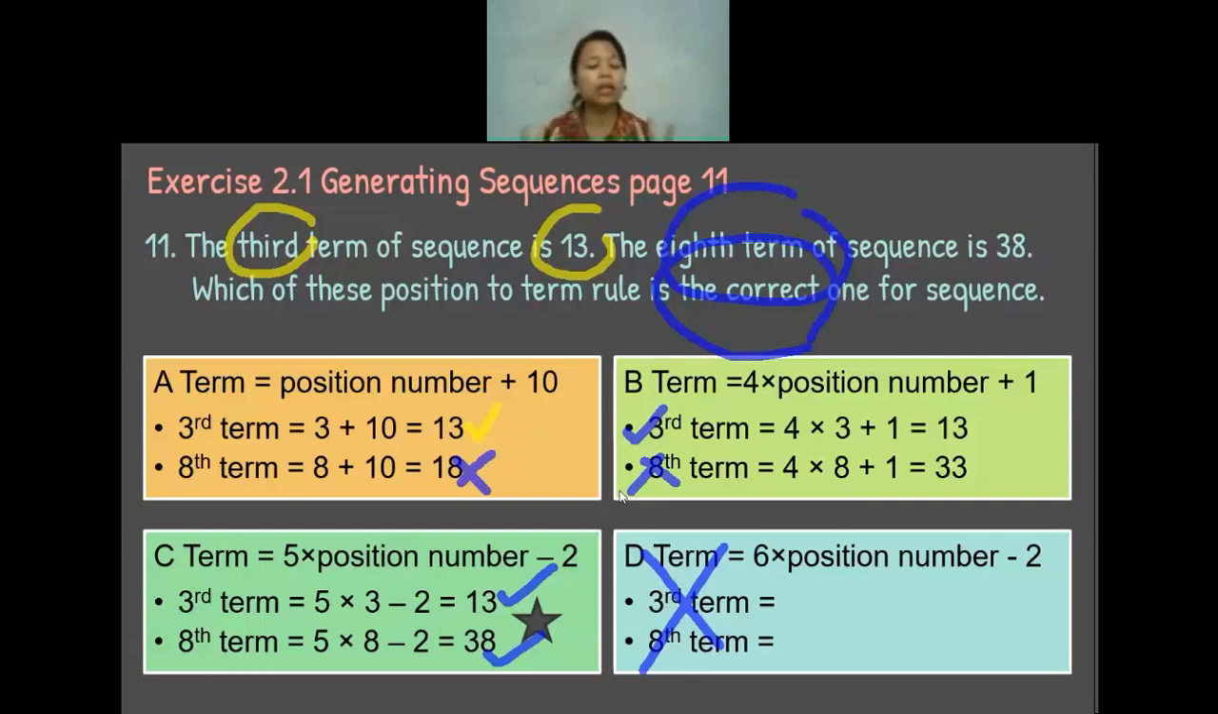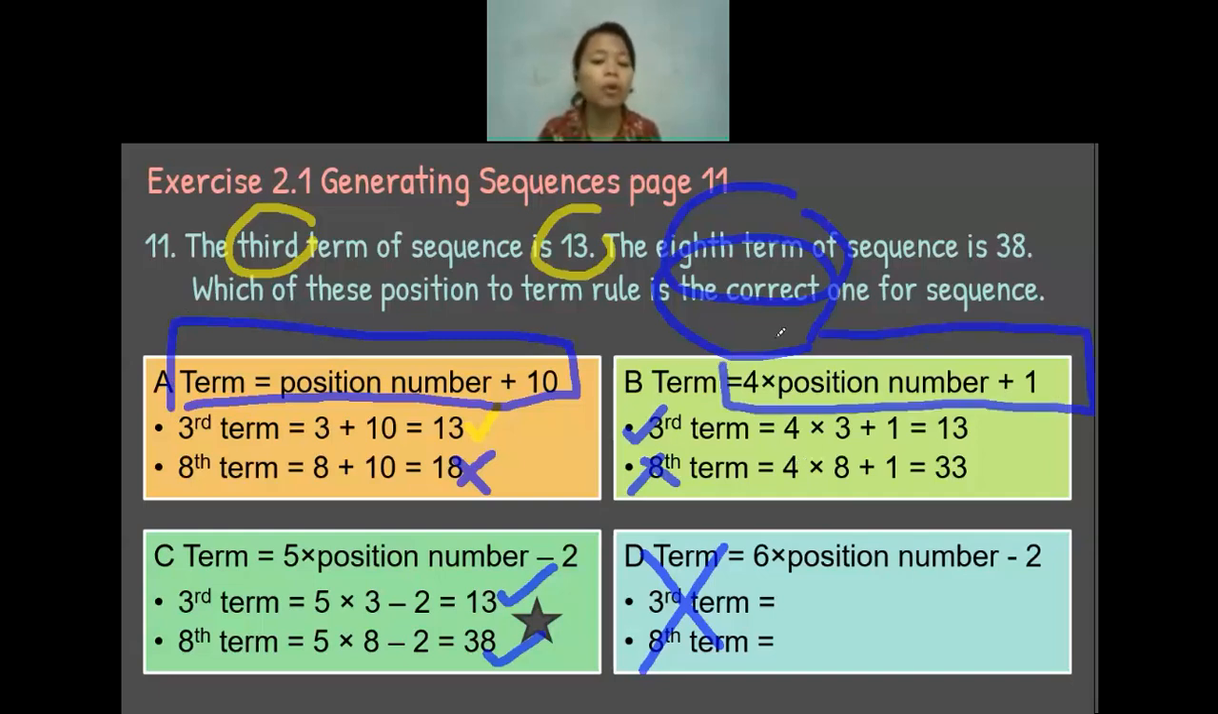For this type of question, we will have the position to term rule. A position to term rule is, for example, term equals position number plus 10, or term equals 4 times position number plus 1, and so on. When we have the position to term rule, we can find the sequence by ourselves. How do we find the sequence? By replacing the position number with whichever term you want to find out.